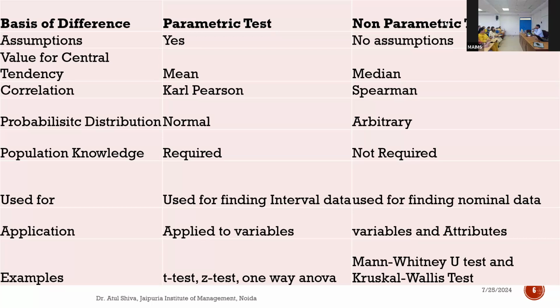So to conclude this, the value of central tendency, I'm talking about normality in the probability distribution. The Gaussian ideal curve which we talk about has to be normal, and in non-parametric it can be arbitrary.